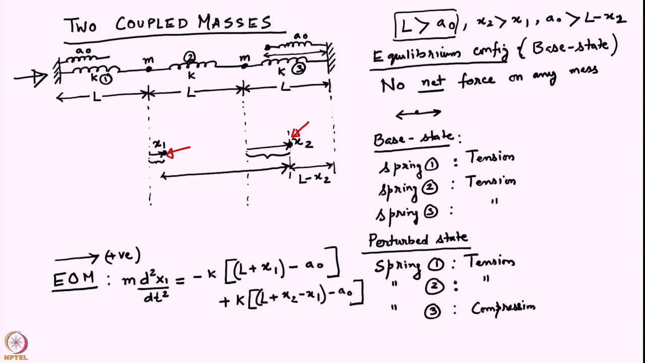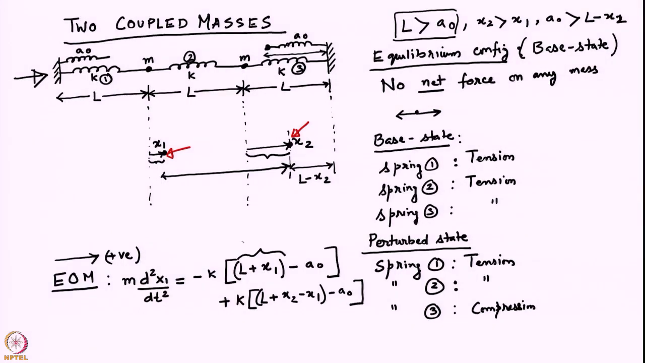Now note that there is a pattern in the way I am writing things. I have written these forces according to the diagram that I have drawn. So, the quantity inside each of these square brackets is positive, and in the curved bracket, whatever I have written represents the spring length in the perturbed state. So, this is the spring length of spring 1. Similarly, this is the spring length of spring 2 in the perturbed state.